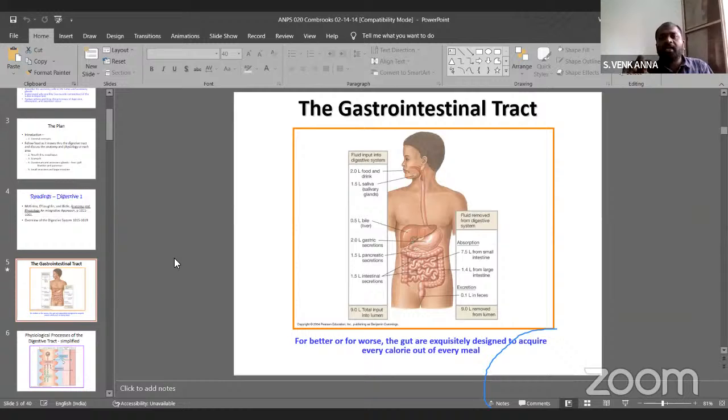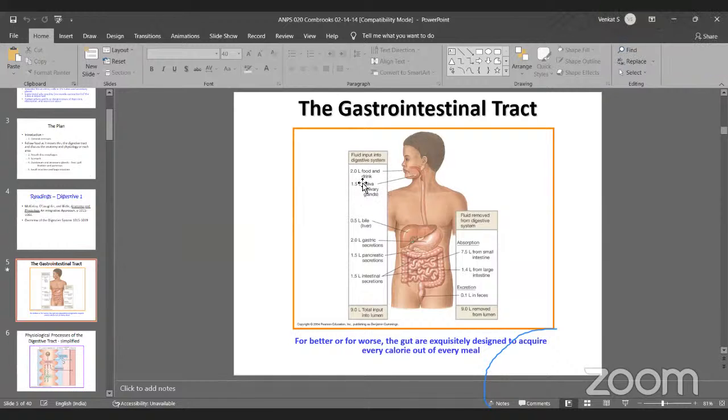So this is the gastrointestinal tract. These are the gastrointestinal structures. See the fluid input into the digestive system: food and drink.